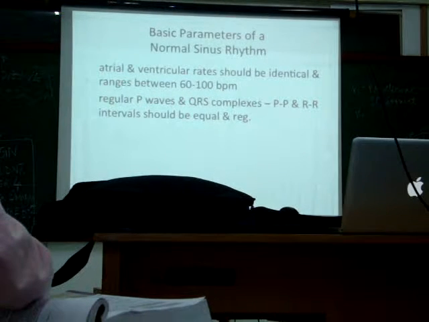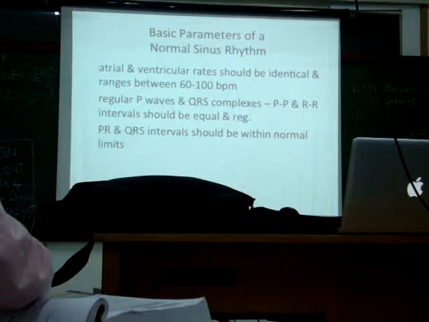and a regular QRS complex, meaning the distances between P waves, from one P wave to the next P wave, and from one QRS to the next QRS should be equal. The rhythm or the distance should always be equal. If their distances are not equal, something is definitely wrong.